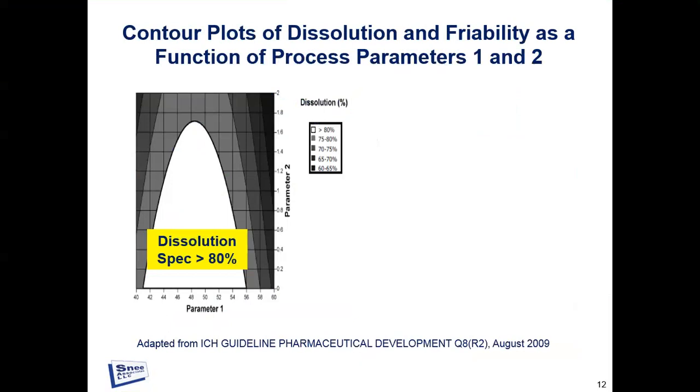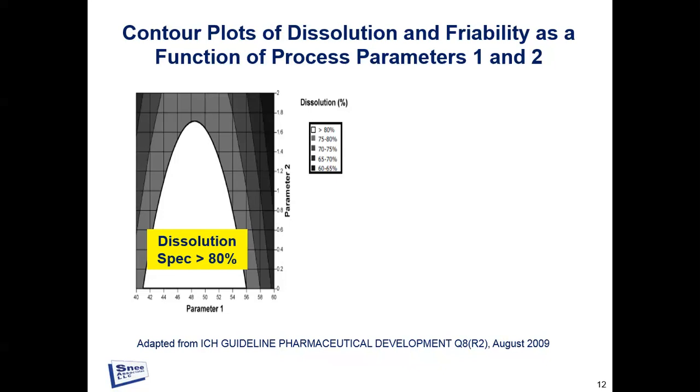Here we're going to continue with our discussion of the design space. The example that I have here is a pharmaceutical tablet. Those of you who take pharmaceutical tablets for whatever ailments and so forth. A key characteristic of a pharmaceutical tablet is dissolution, how fast the tablet dissolves and gets into your system. In this particular example, our specification is that dissolution needs to be greater than 80% in a certain time period. You'll notice that we have what we call a contour plot of dissolution as a function of two process parameters, labeled parameters 1 and 2.